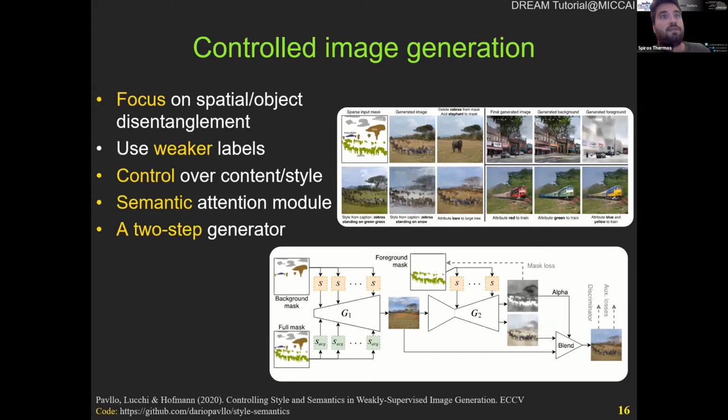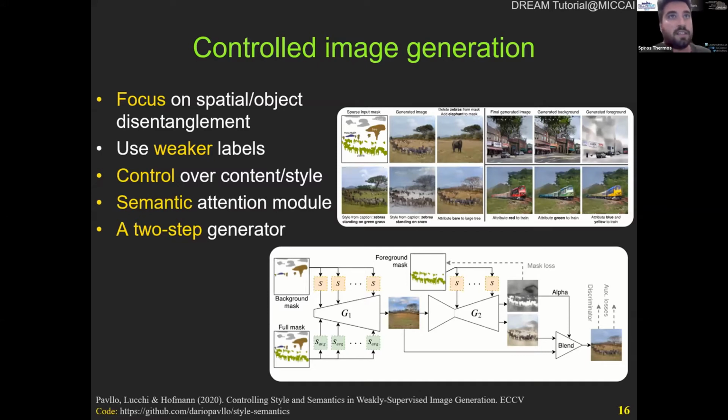As you appreciate, there's considerable interest in being able to have some control over what semantic information is available within the content, and emphasize spatial object disentanglement along the lines of the previous paper that we discussed. Of course, one should be able to learn the semantic information with as weak labels as possible, so that we don't need many labels for every sample that we use.